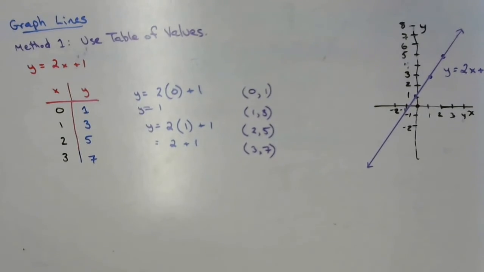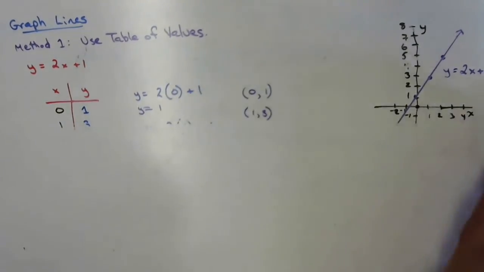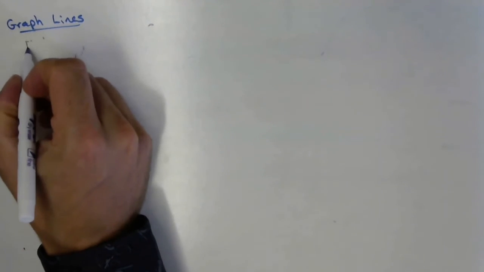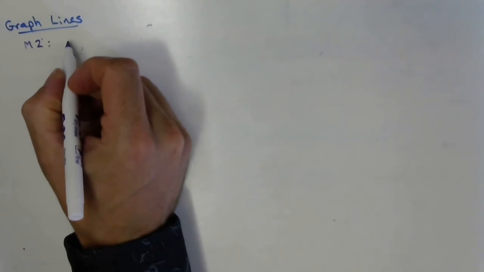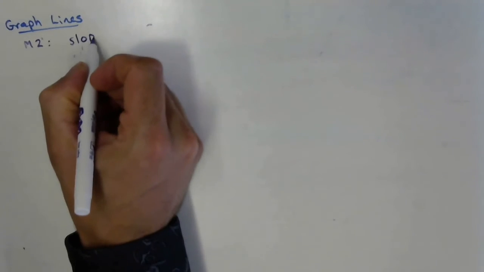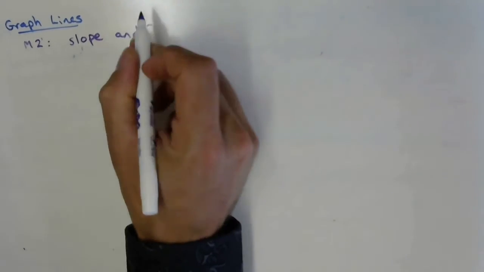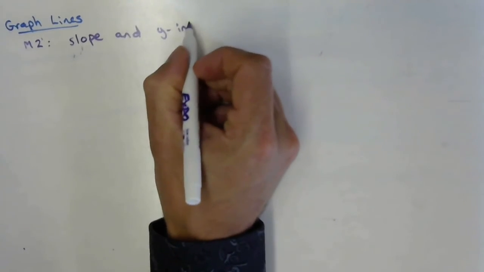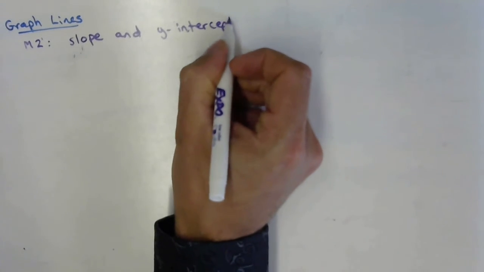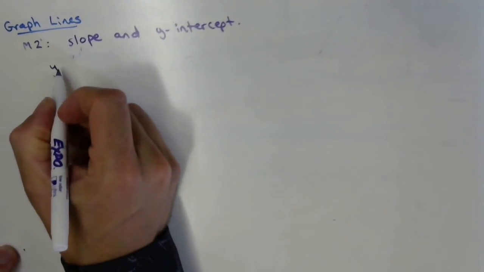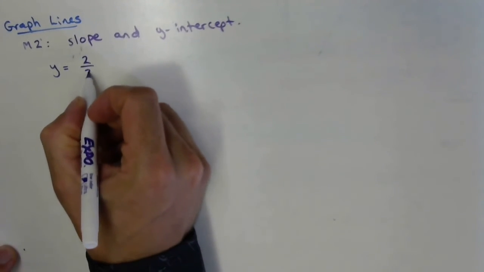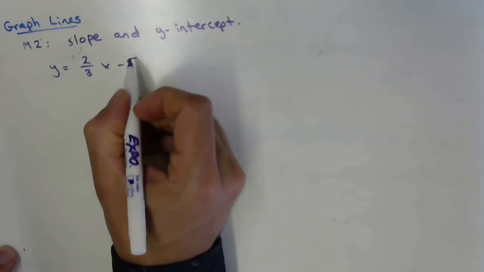Okay? Good, good. Clearing this to go on to method 2. Method 2. This is slope and y-intercept. Method 2, use slope and y-intercept. The equation that we have that we're going to work with is y equals 2/3 x minus 5.